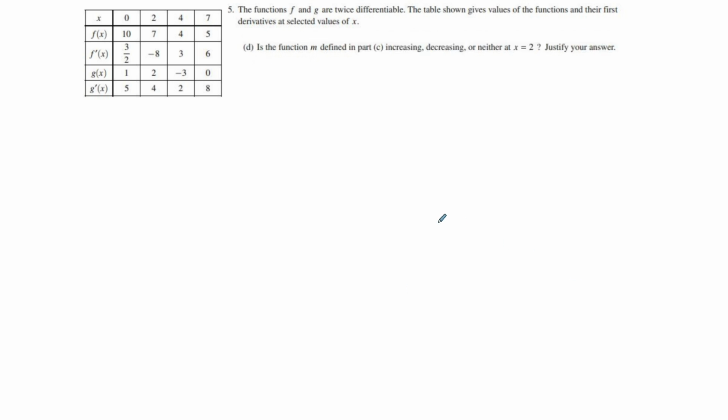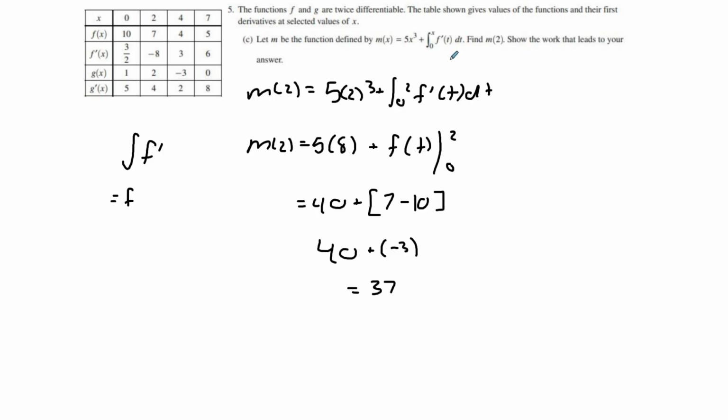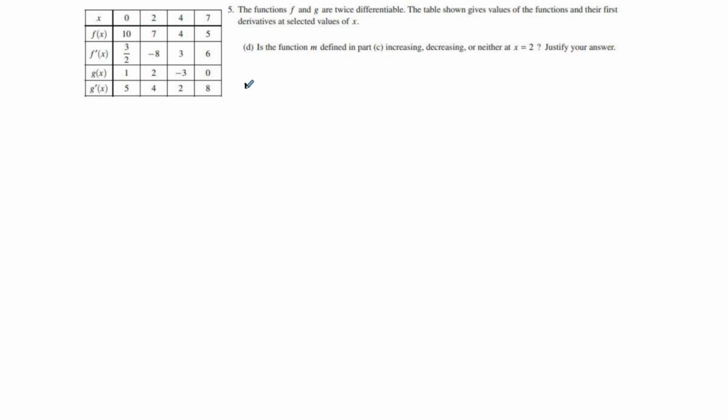All right, so lastly, we're told, is the function defined in m increasing, decreasing, or neither at x equals 2? So let's take a look back. This is our function. So let's just write this. m of x equals 5x cubed plus the integral from 0 to x of f prime of t dt, right? And so we want to find if it's increasing, decreasing, or neither at x equals 2. So how do we do that? Well, that is the derivative.